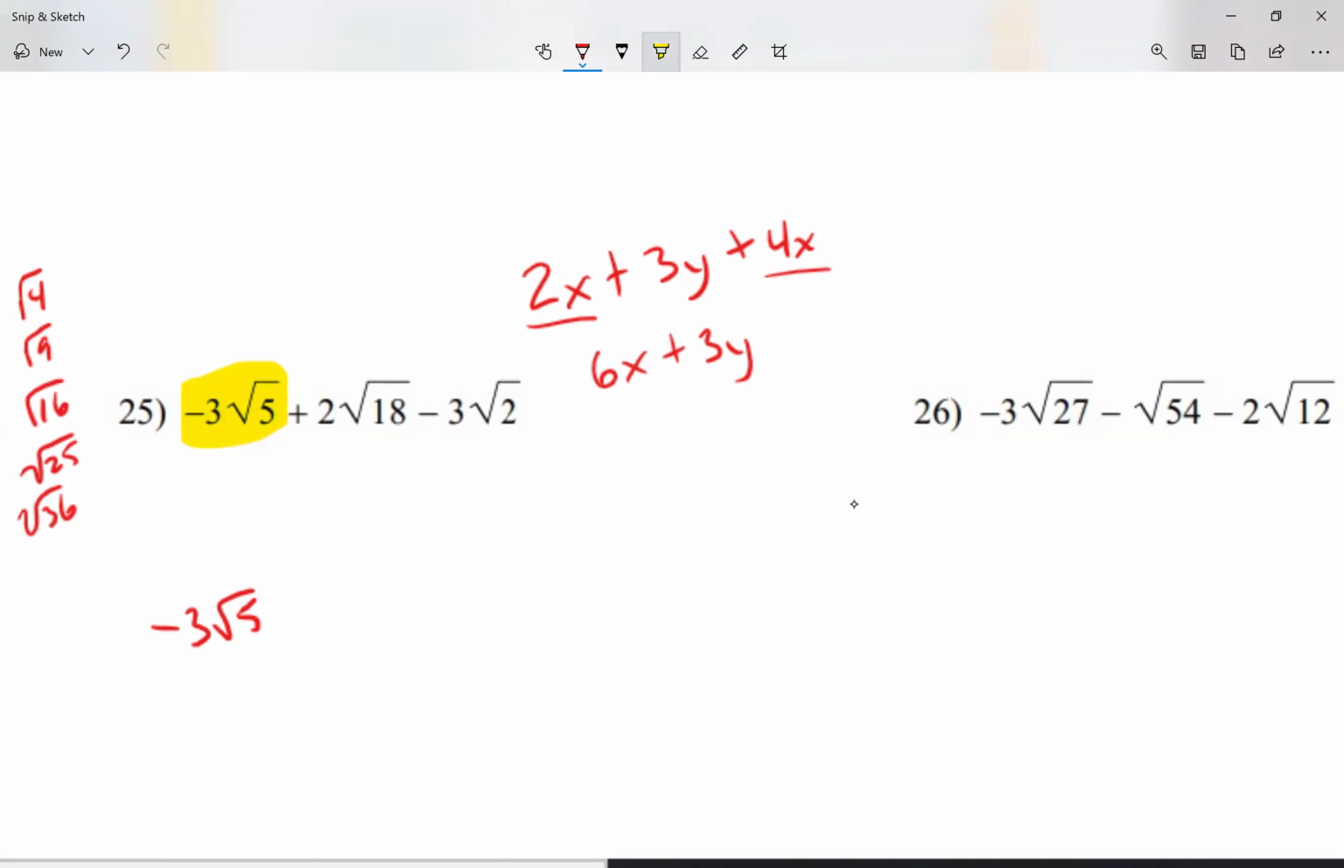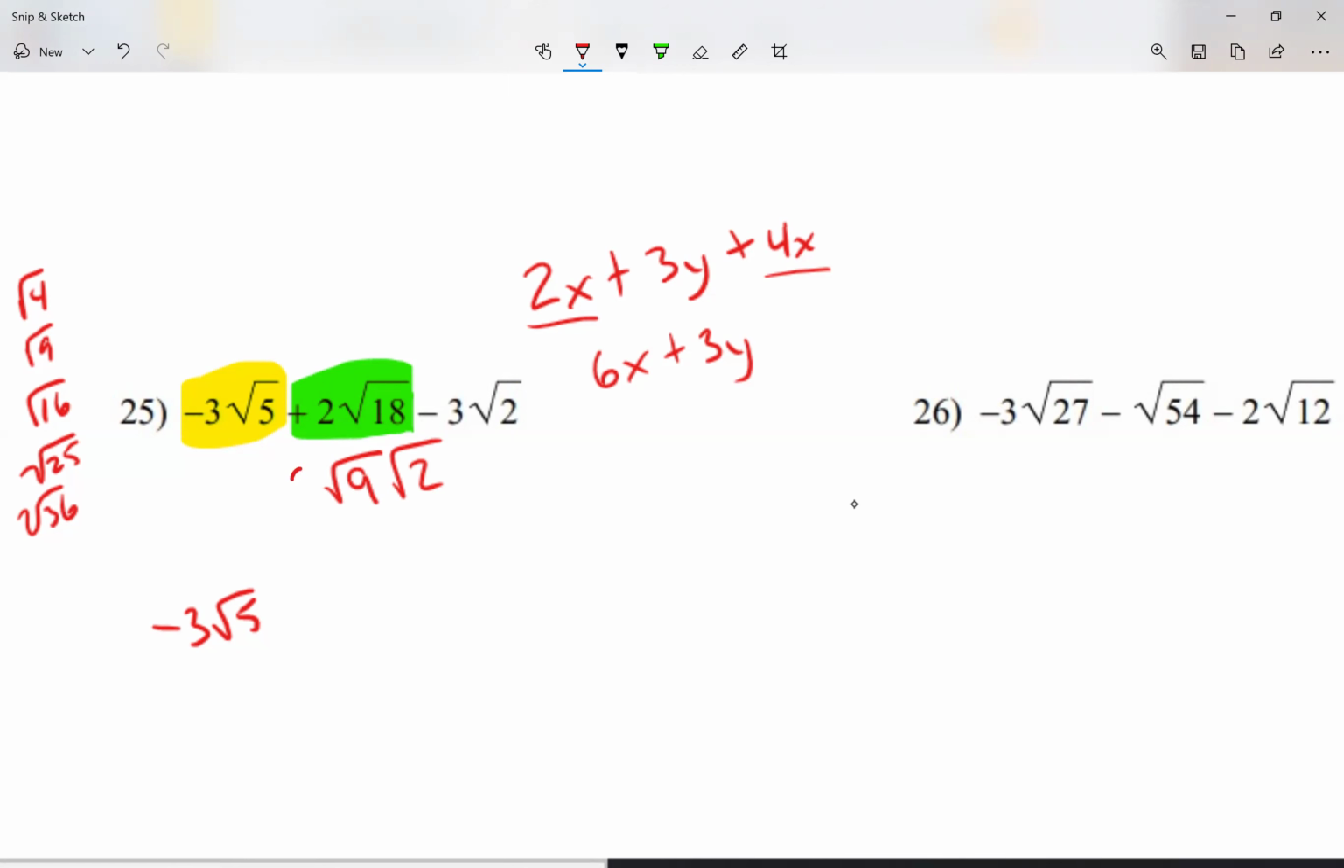Then let me take a look at my second term. So I'm looking at one term at a time. Let me focus on this one. I'm thinking of my radical. Can I simplify my radical? Can I multiply two numbers that equal 18, one of them being from my perfect squares? And I'm going to say, yeah, I can go 9 times 2. Right? 9 times 2 is 18. 9 is a perfect square.